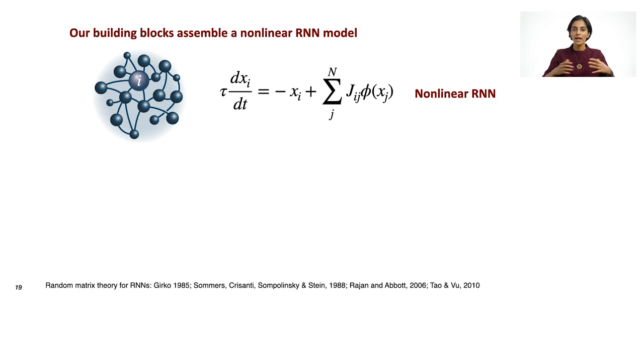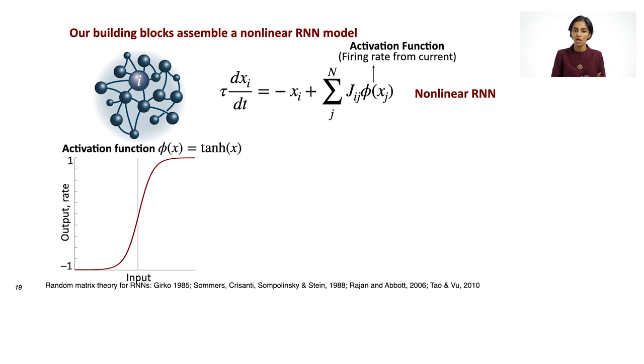So where are we, right? Our building blocks, or the Lego blocks, have assembled a nonlinear recurrent neural network model. We've talked about activation functions that produce a firing rate from an input current. We've talked about the hyperbolic tangent. Now, it turns out that the key thing to understand how networks like this will behave is looking at the properties of these recurrent weights, or the entries of this connectivity matrix J.